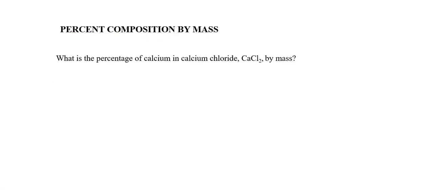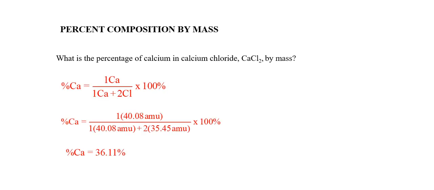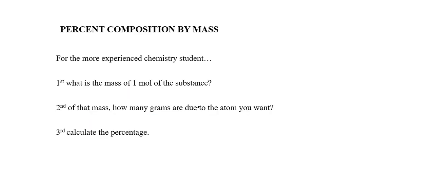Here's another example. Percentage of calcium chloride by mass. You got CaCl2. You got 1 Ca in calcium chloride, so you're going to have 1 Ca over the total of calcium and chloride. Again, you can use atomic mass units or the gram per mole, but either way, you're going to get 36.11. If you are the more experienced student, you kind of want to go by the mass of 1 mole, and you're going to be really good at calculating molar masses. So you can just get the grams of each and do the percentage.